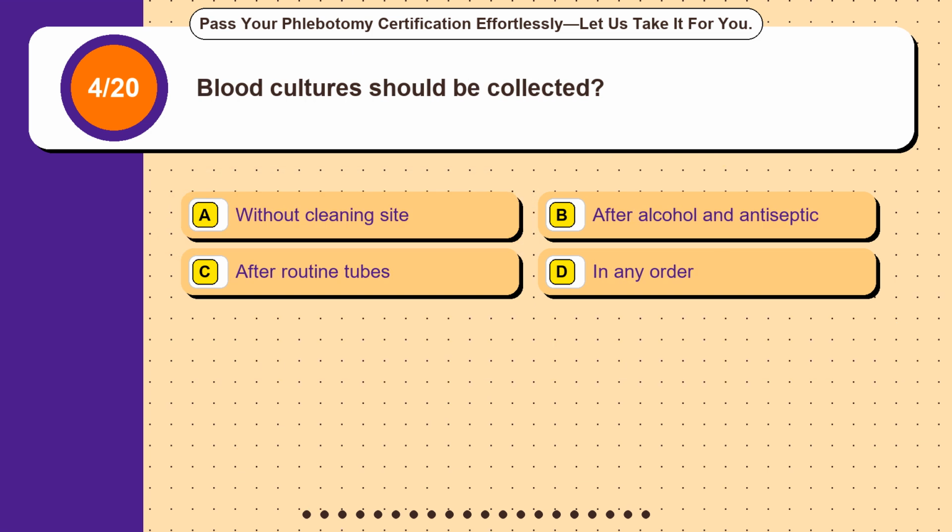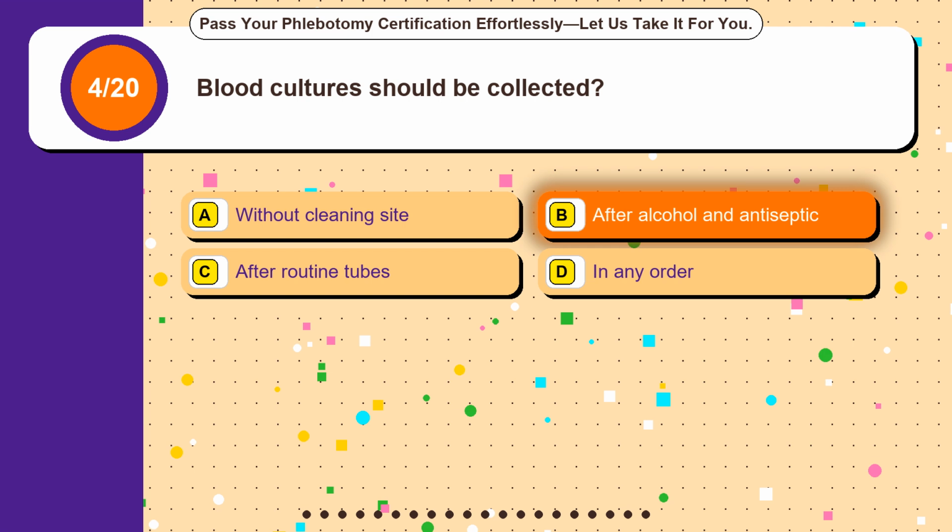Question 4. Blood cultures should be collected. Option A, without cleaning site. Option B, after alcohol and antiseptic. Option C, after routine tubes. Option D, in any order. The correct answer is option B, after alcohol and antiseptic.